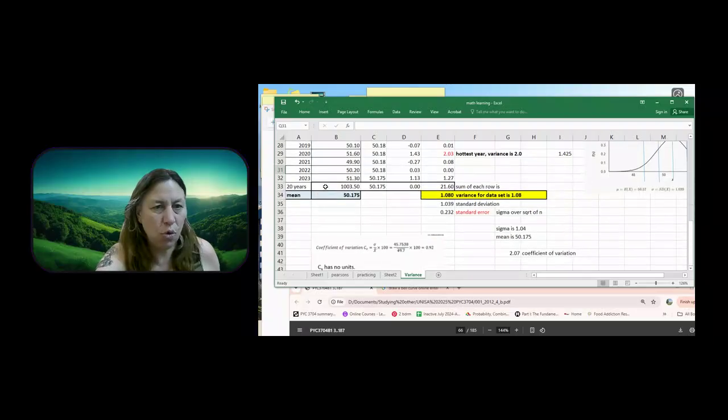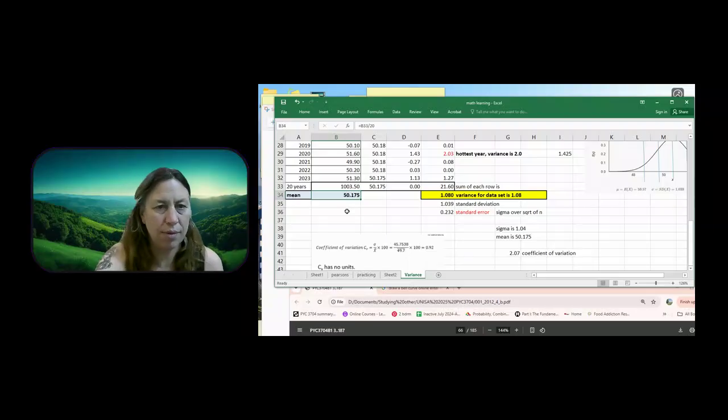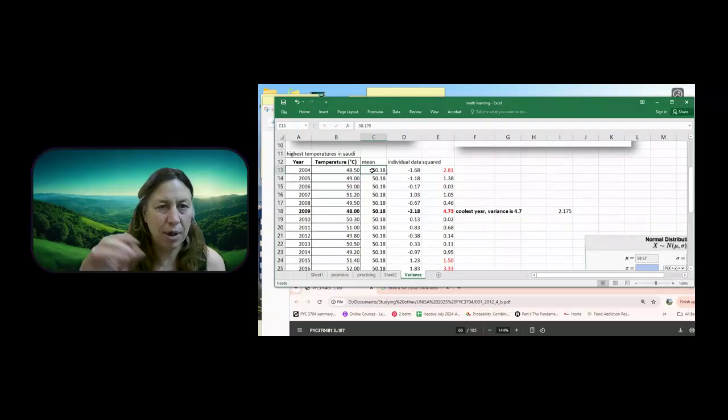and if we add them all up over 20 years and then divide that total by 20, okay, we're going to get a mean of 50.175. Okay, so we take that mean and we pop it in here.